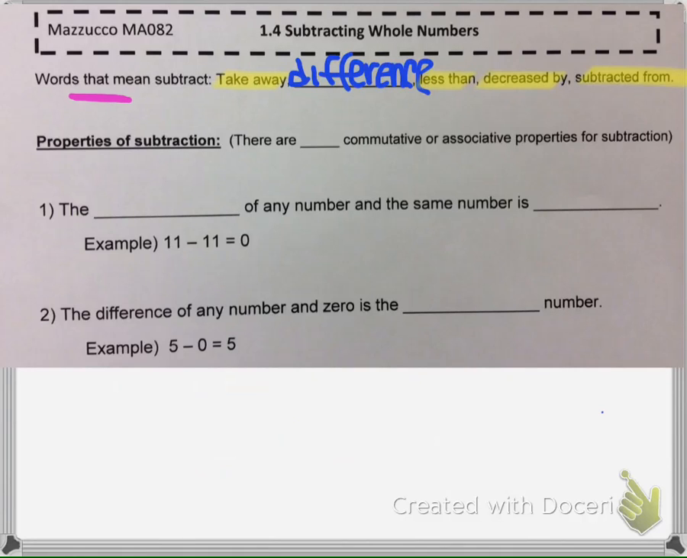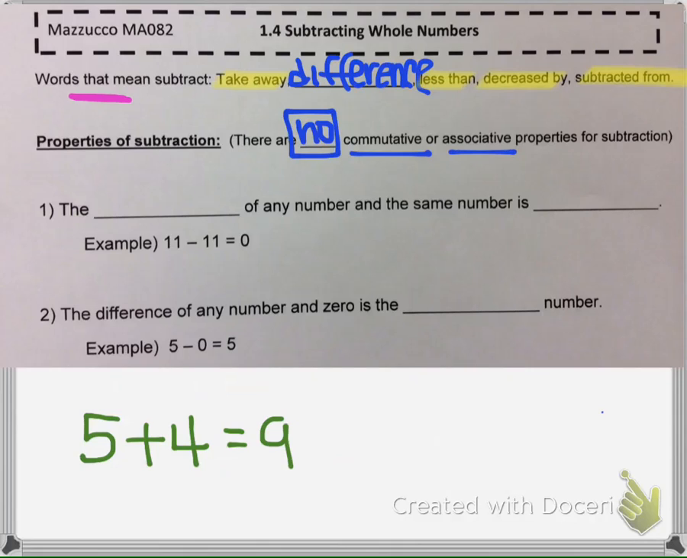Just like with addition, we have some properties of subtraction. But with subtraction, there are no commutative or associative properties. What that means is that when we add, we could do 5 plus 4, which is 9, and 4 plus 5 is 9. However, when we're dealing with subtraction, it doesn't work. We can't switch the order.